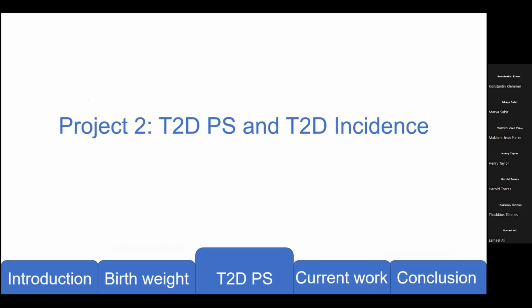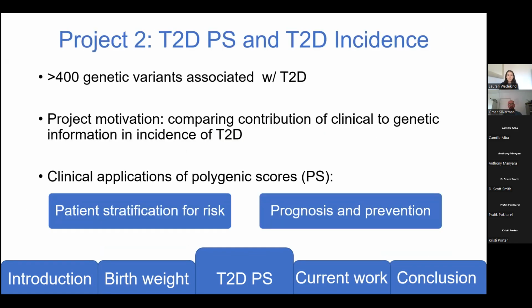All right, so the second and last project that I want to summarize is type 2 diabetes polygenic scores, or PS, and type 2 diabetes incidence. This project looks at something that's a bit unrelated, which is a polygenic score that summarizes the findings of genome-wide association studies for type 2 diabetes, and looking at the incidence of type 2 diabetes later on. But why does that relate to birth weight? I'll explain that in a moment.